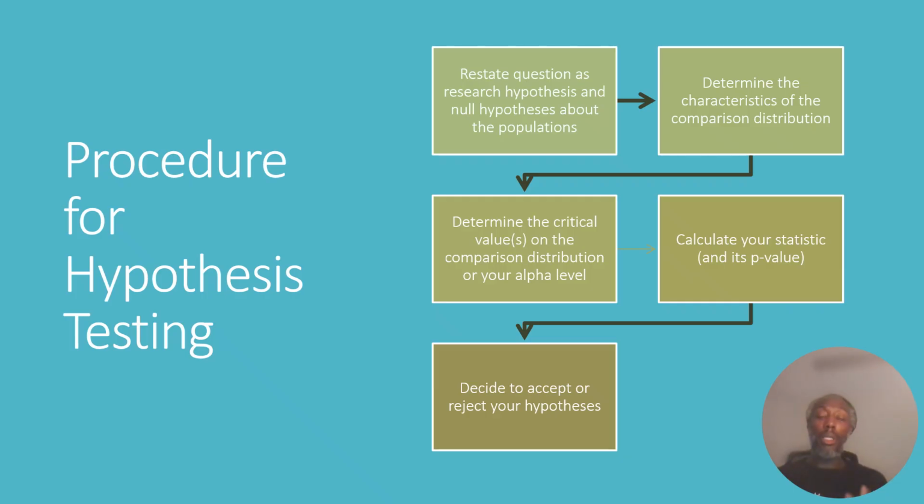Then we're going to figure out what the characteristics are of the distribution we're comparing it to. We'll then determine what our critical values are, or what the appropriate alpha level is, and we'll talk about those terms a little bit later. And we'll calculate some statistic and/or its p-value. We'll talk about what that means a little bit later. But finally, we're going to have to make a decision based on what we've calculated and what our comparisons are. We'll make a decision to either reject or accept our hypotheses, and that will either be the null hypothesis that we're rejecting, or our research or alternative hypothesis.